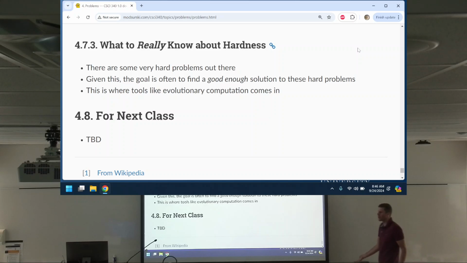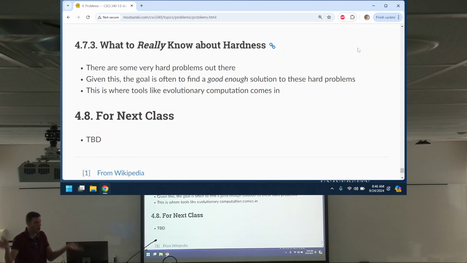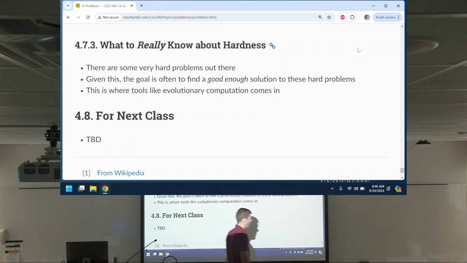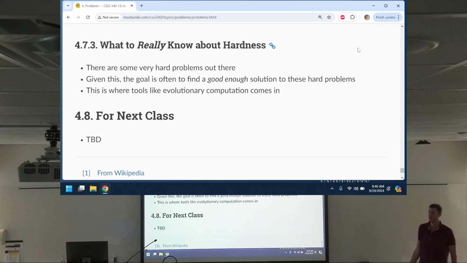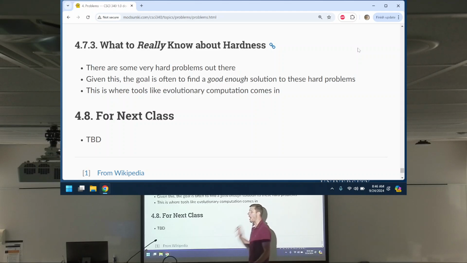But what do we really need to know about hardness? Well, sometimes there are some pretty hard problems out there. And often with these types of problems, we concede the fact that, look, I don't know how to find a good solution to this problem. I can't solve this problem in polynomial time. Maybe someone else can. Maybe someone will invent it and they'll become a bajillionaire, and they'll break the world if they do it. But we can use AI, optimization, machine learning to find good enough solutions to these problems.